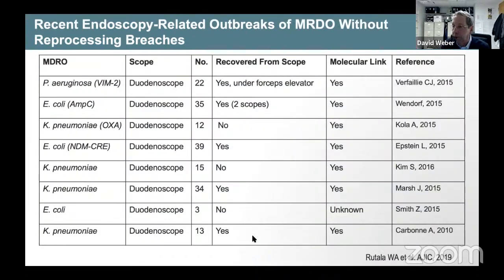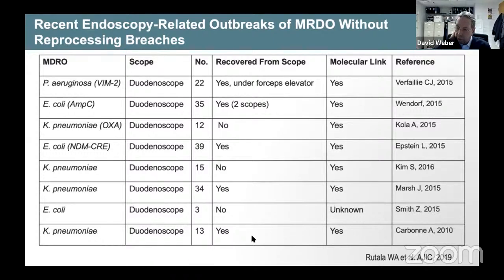Now, what's happened more recently, and this is only a summary, more than 25 outbreaks have been described, usually of duodenoscopes, which are also called ERCP scopes, the most complex of the endoscopes we use. And this was despite doing everything correct in the cleaning and disinfection protocols, following the manufacturer's instructions exactly. And now we've had outbreaks, and I'll tell you a little bit why.